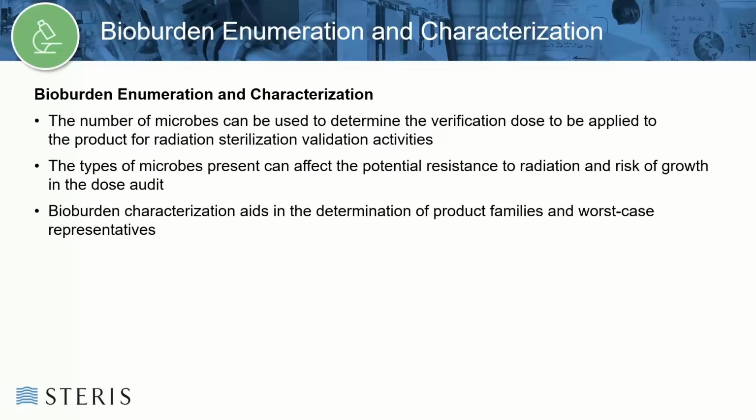The types of microbes present can affect the potential resistance to radiation, that is the potential of growth in the dose audit. Understanding the number and types of microbes are also important factors in grouping products into product families, the inclusion of a product into an existing family, or the selection of a product to represent a product family.